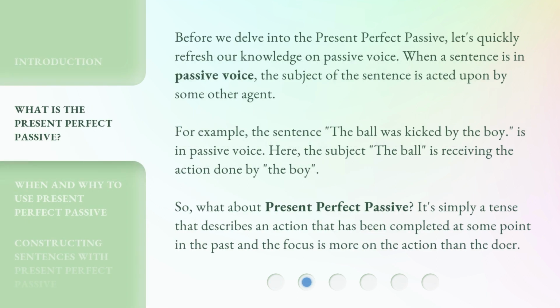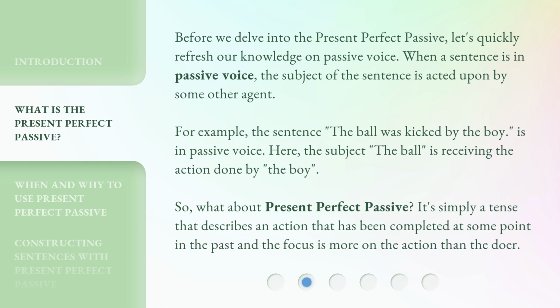Before we delve into the present perfect passive, let's quickly refresh our knowledge on passive voice. When a sentence is in passive voice, the subject of the sentence is acted upon by some other agent. For example, the sentence, "The ball was kicked by the boy," is in passive voice. Here, the subject, the ball, is receiving the action done by the boy.